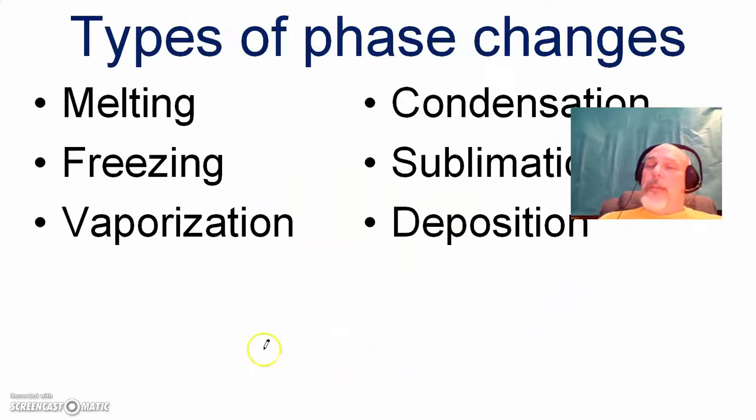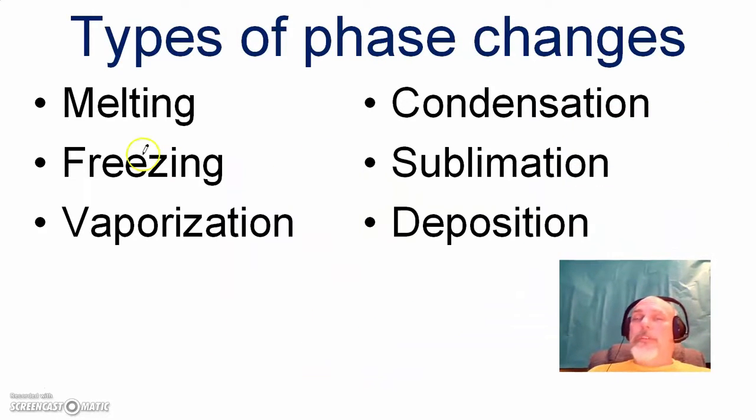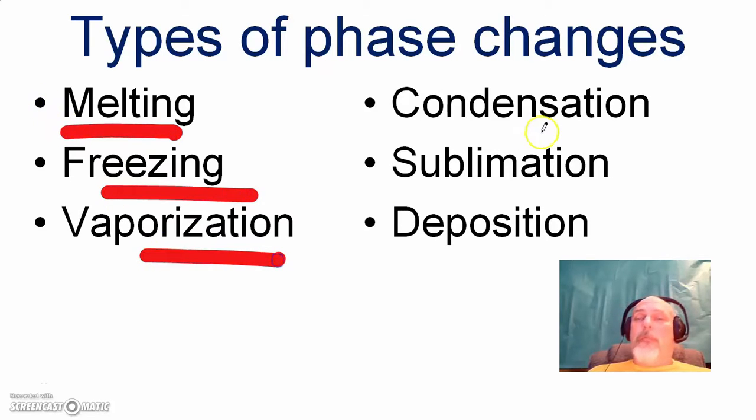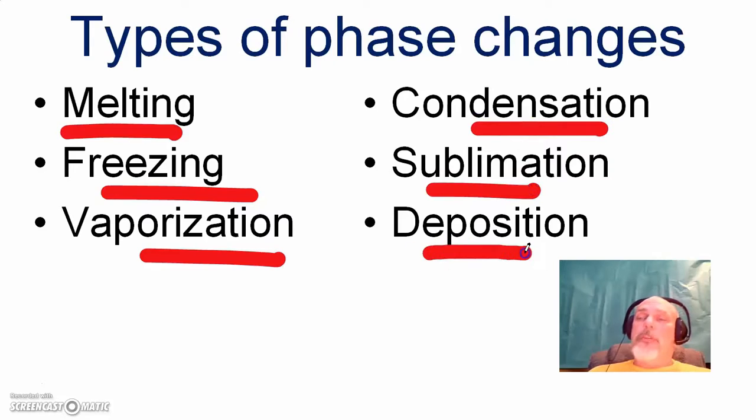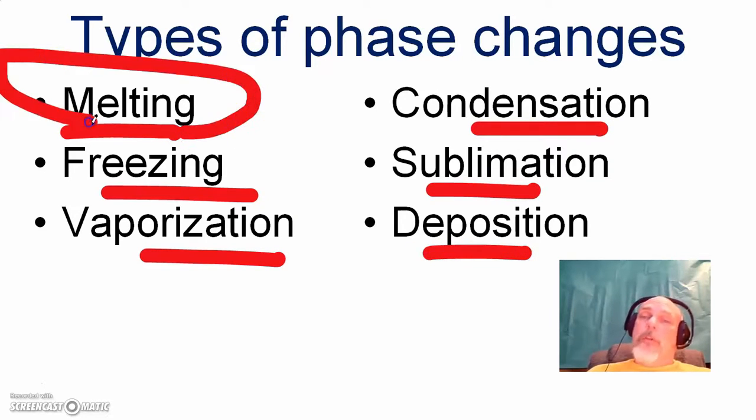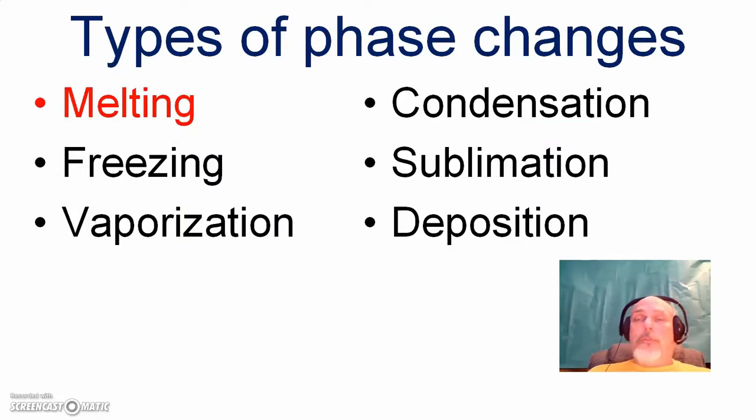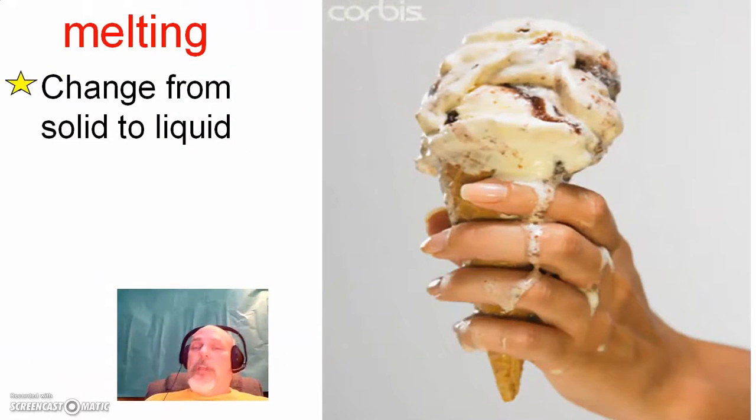Our first definition is phase changes. Phase changes are when thermal energy is absorbed or released. Matter can actually change from one state to another. Some of the phase changes that we are going to be learning about are melting, freezing, vaporization, condensation, sublimation, and deposition. You may be familiar with some of these, maybe some not. Tonight we are going to focus on melting, of course. Melting is a change from a solid to a liquid.